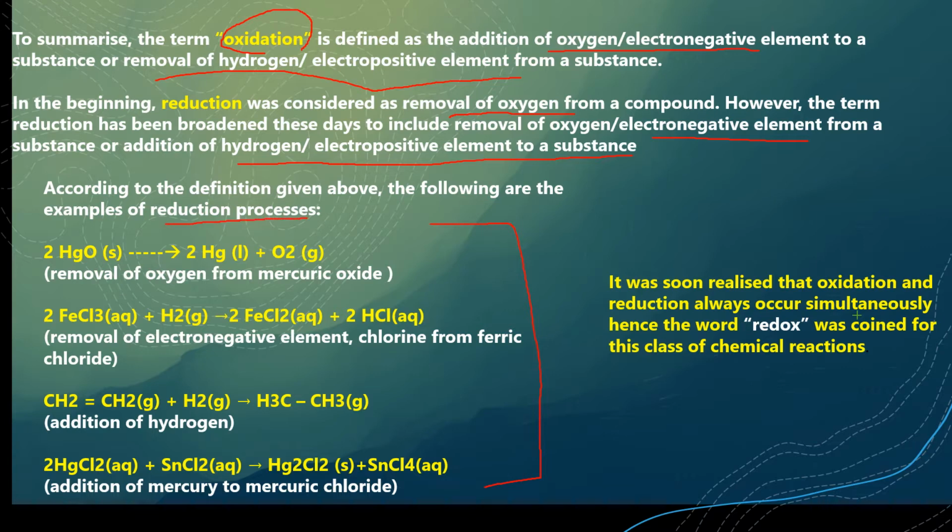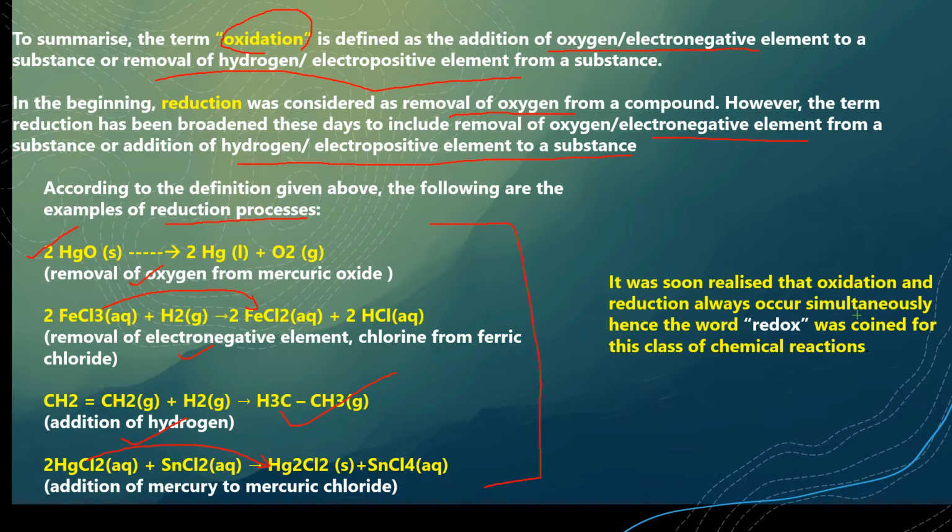Now, these are the examples of reduction processes. Here we can see in the first reaction, mercuric oxide is losing oxygen. So I will call it reduction, removal of oxygen. In the next one, removal of electronegative element, that is Cl, is taking place because it is changing from FeCl3 to FeCl2. Reduction, addition of hydrogen, clearly reduction, and HgCl2 is changing to Hg2Cl2. So addition of mercury to mercuric chloride, again it is coming in the category of reduction, this particular change.